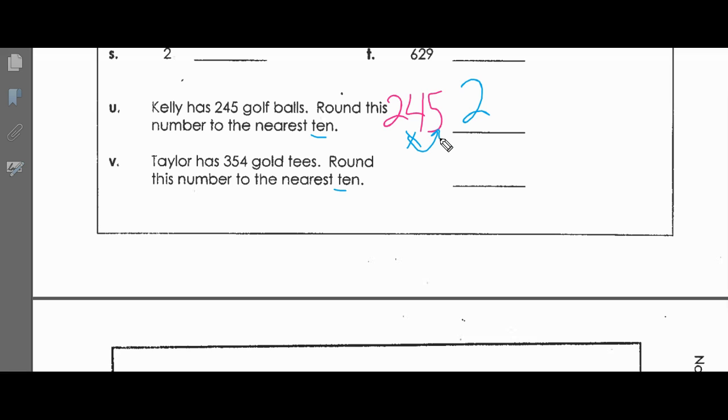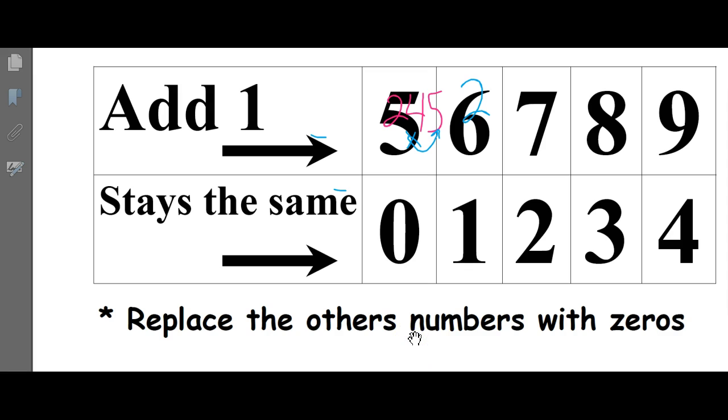Add 1, yes. Remember, 245 is right in the middle of 240 and 250, right? So if it's right in the middle, I round up. Okay, let's go back to my chart again. Always use the chart if you're not sure. That's the chart that you have right there. So again, the 5 tells me to do what to the 4? Add 1.